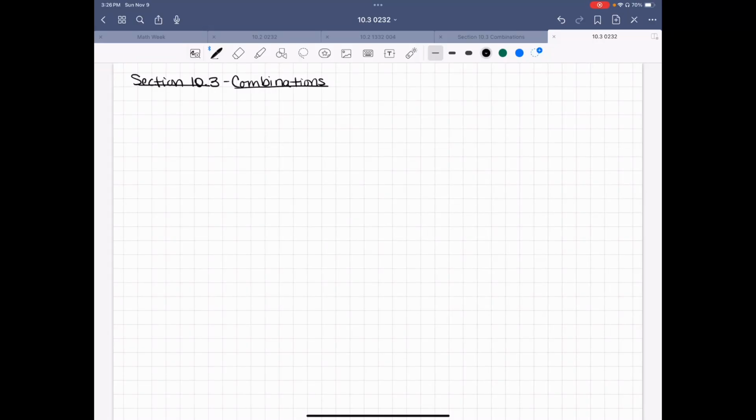Okay, guys, so we are on section 10.3, combinations. We just talked about permutations, and if you'll remember, in permutations, order does matter. In combinations, order doesn't matter. Okay, so let's start off with that definition.